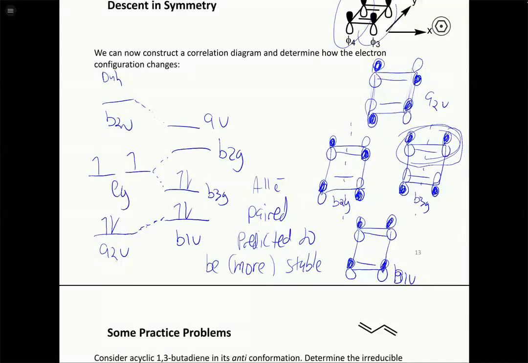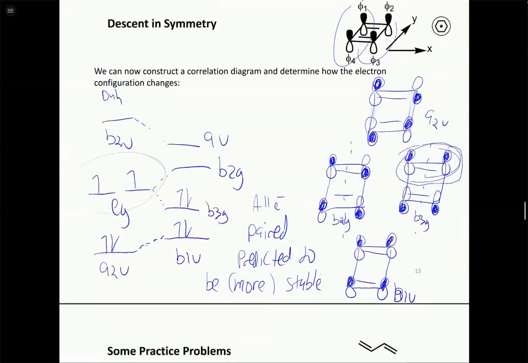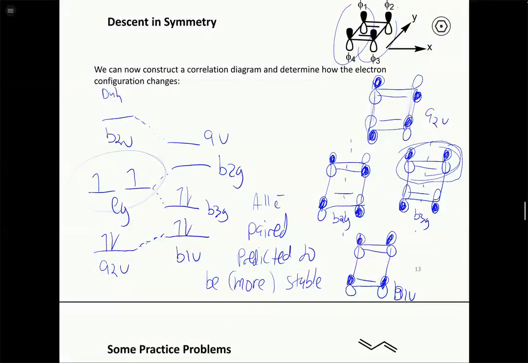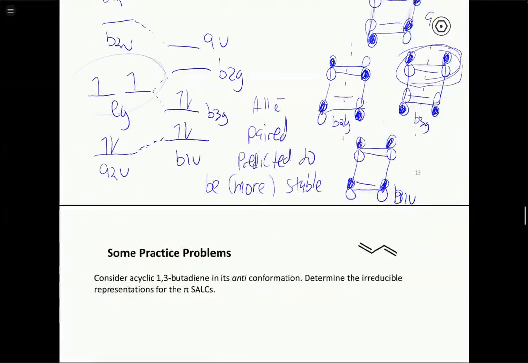So when you do observe even transiently 1,3-cyclobutadiene, it tends to distort and have more localized pi bonding to alleviate some of the problems with having this diradical and allow those 2 electrons to occupy a lower energy orbital. So this is predicted to be more electronically stable, and it is, and that's one thing we can use descent in symmetry to help us with, understanding the correlations as we move from one point group to another.